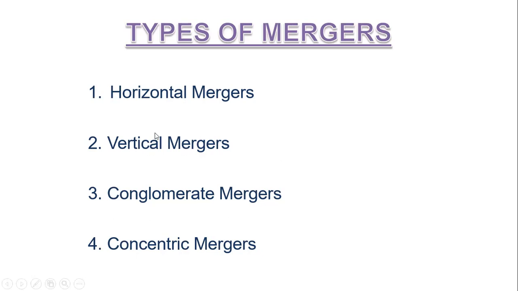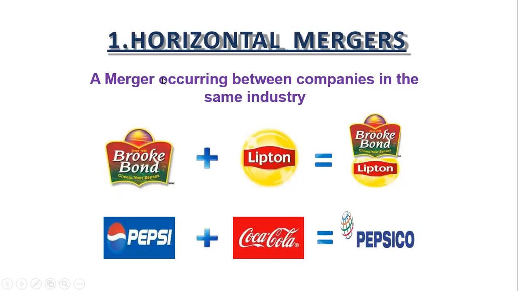When Tata Motors is acquiring Tata Steel, this is an example of forward and backward integration under vertical mergers. This is an example of horizontal merger. These are old examples. Mergers and acquisitions occurring between companies in the same industry.